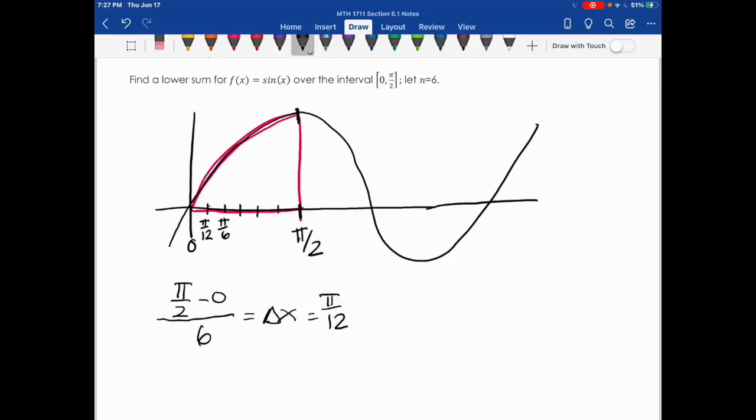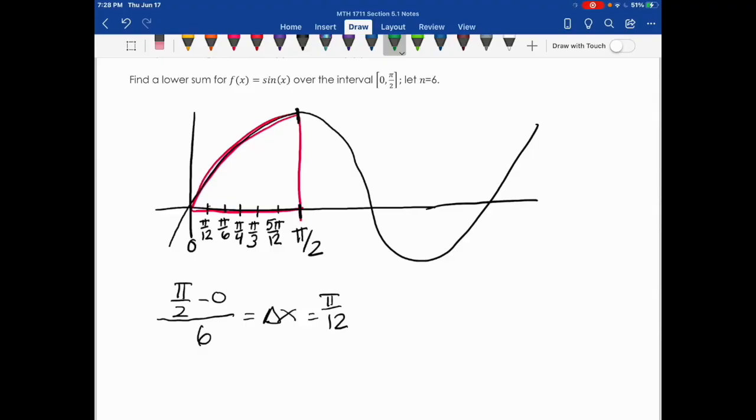So this first mark is going to be at pi over 12. Then the next mark is going to be 2 pi over 12, which is pi over 6. Then I have 3 pi over 12, which is pi over 4. Then 4 pi over 12, which is pi over 3. Then 5 pi over 12. And then 6 pi over 12, which is pi over 2. So we've created our intervals.